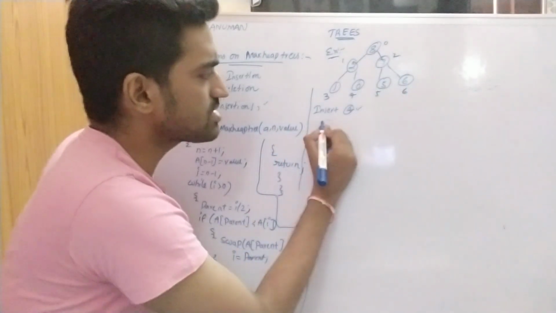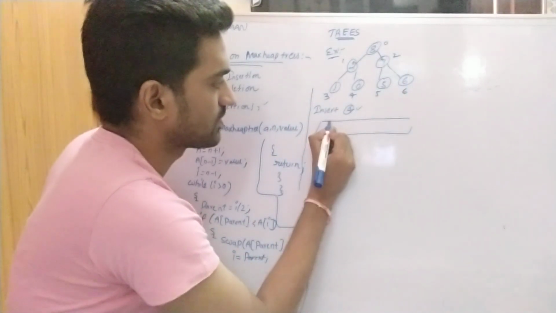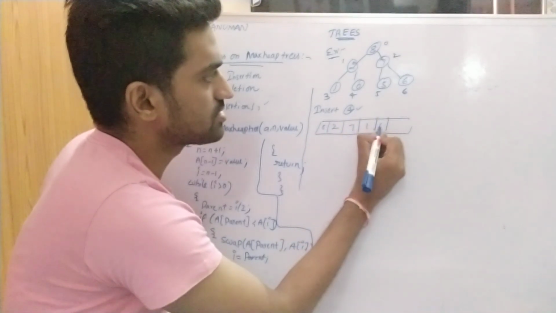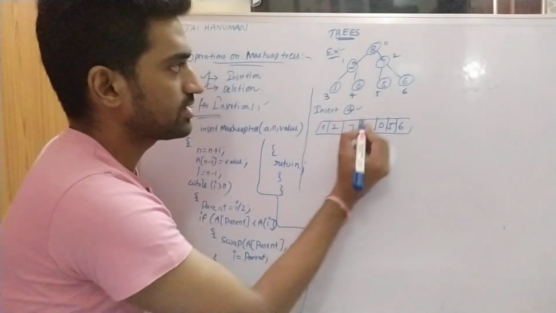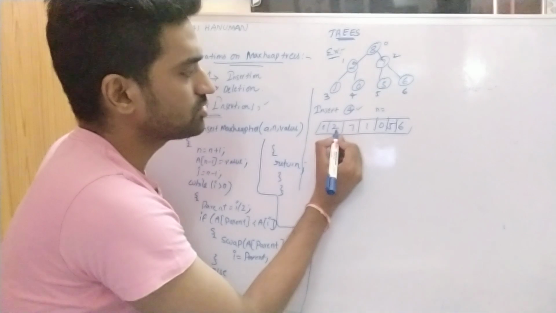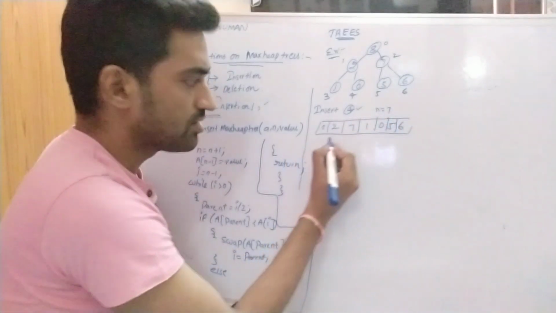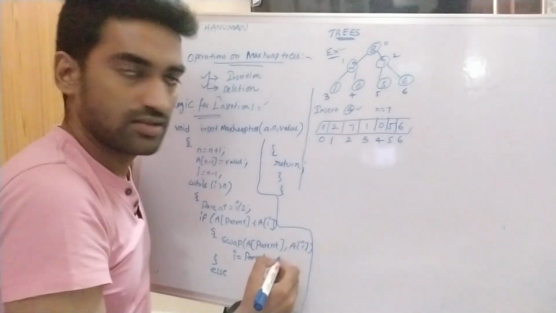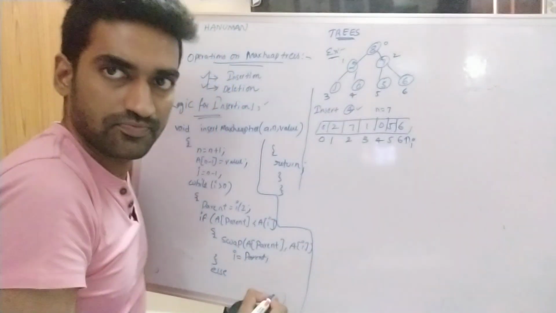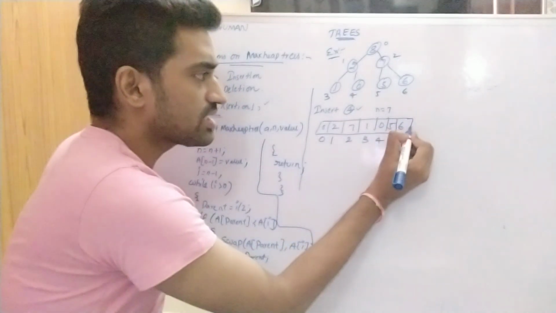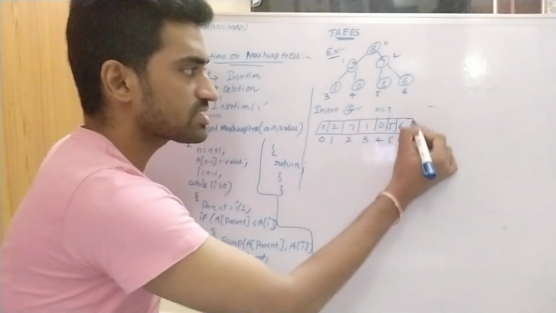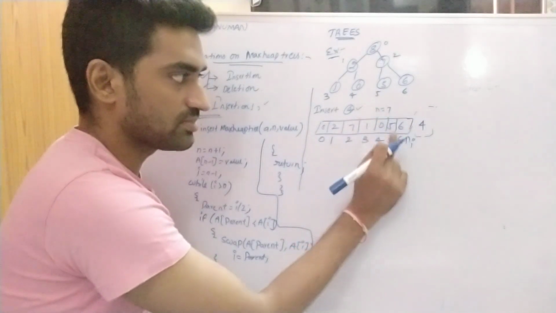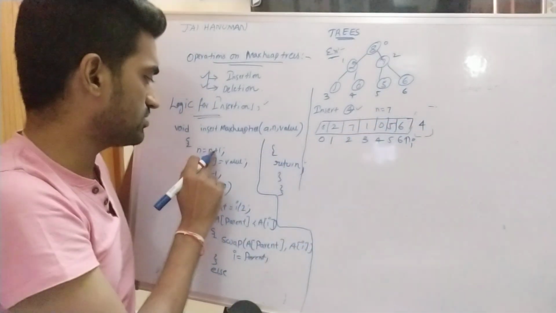For this tree, what is the array representation? 8 2 7 1 0 5 6. The number of elements is 7, with indices 0 1 2 3 4 5 6. Now the i position is this one. Once we insert a new element into this array, suppose I want to insert 4, the array size is obviously incremented by 1, so n is equal to n plus 1.